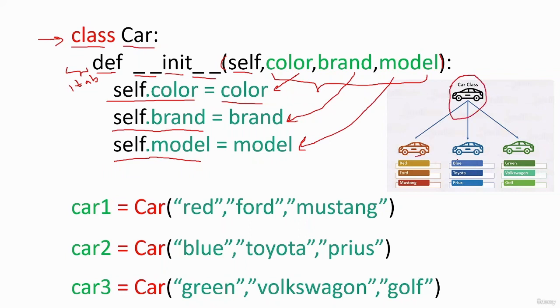Now let us create these three instances. First I have to specify the name of instance. We can use any name, then assignment operator, then name of the class, then within parentheses we have to pass the arguments. So in this case, red is the color, Ford is the brand, Mustang is the model. In car 2, color is blue, brand is Toyota and the model is Prius. In car 3, color is green, brand is Volkswagen and the model is Golf.